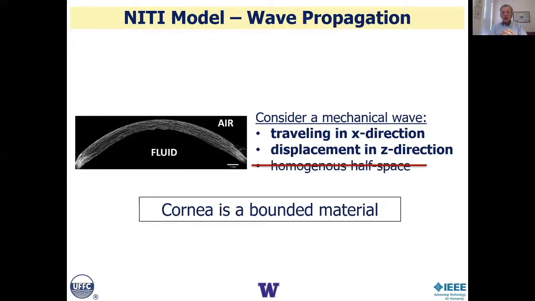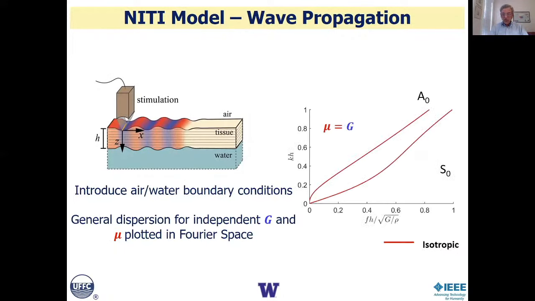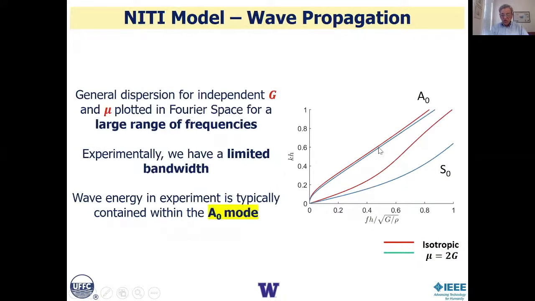We can now look at the dispersion of guided waves in this NITI material. Let's look at the two primary modes, the A0 and S0 modes, as you have when mu equals G in the isotropic case. As G changes, both modes change. The S0 mode, the symmetric mode, changes a lot. But as the material gets more and more anisotropic, with our excitation we put less and less energy into this mode, and so primarily the A0 mode is what we typically look at.